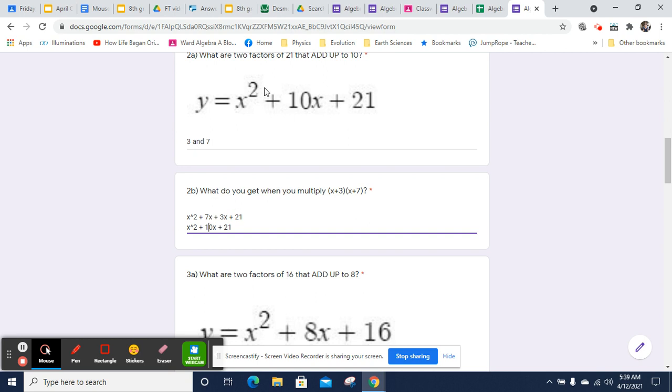And you got exactly what we have here. We have x squared plus 10x plus 21 is equal to x plus 3 times x plus 7. This is the factored form of it.